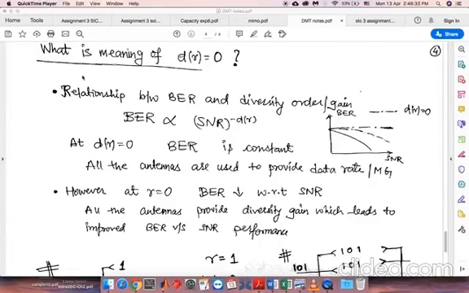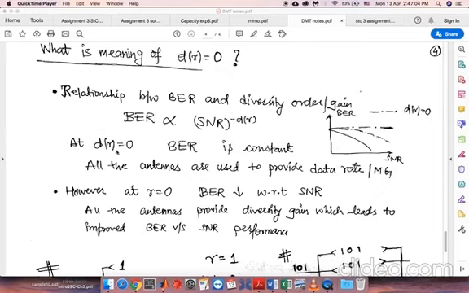Now let's talk about what we mean by dr equals 0. What is the relevancy of dr equals 0, practically or mathematically? The relationship between the bit error rate and the diversity order is in terms of SNR. Specifically, the asymptotic SNR analysis is used to evaluate the diversity order of a wireless communication system. The bit error rate is inversely proportional to the SNR raised to the power dr.